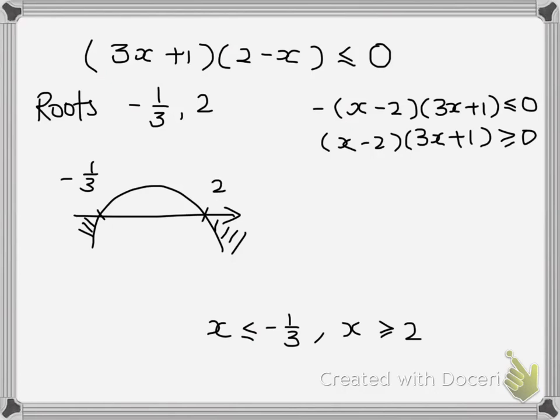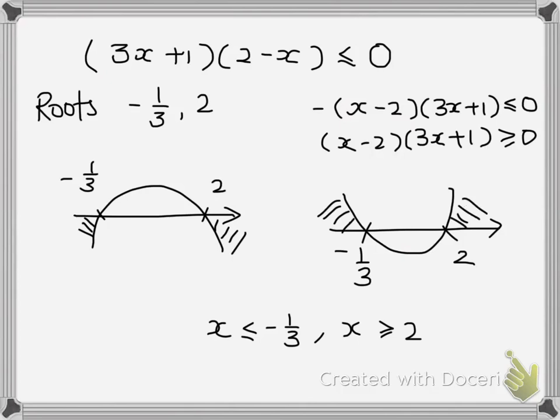So in this sense, I'm rewriting it so that the coefficient of x squared becomes positive 3, and then it becomes like what we did for the first two. So it becomes a minimum curve. The roots are the same, negative 1/3 and 2. And then if it has to be greater than 0, which are the regions? It must be both sides. That gives you the same solution.